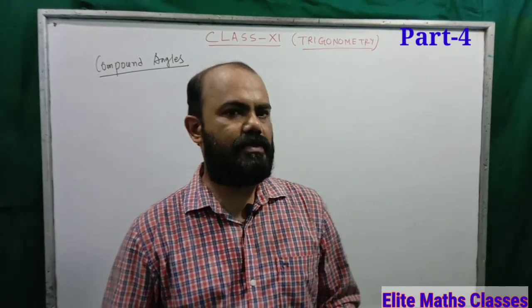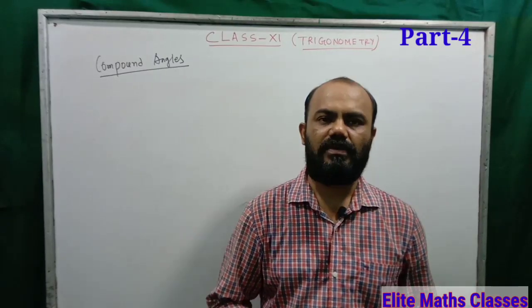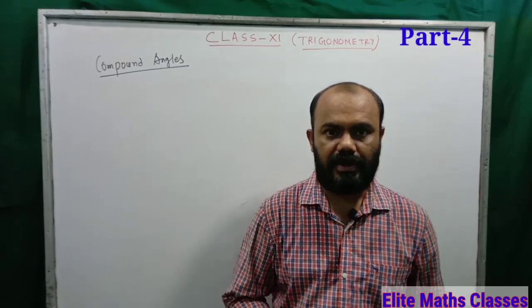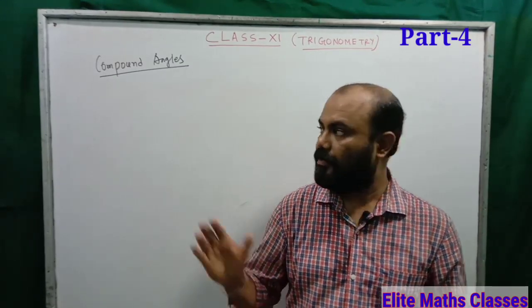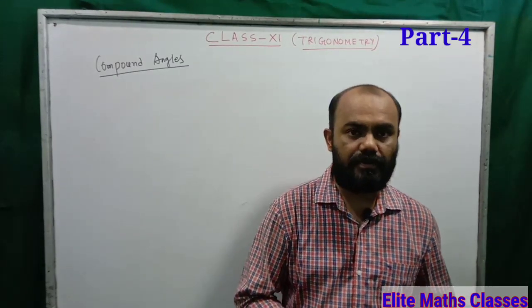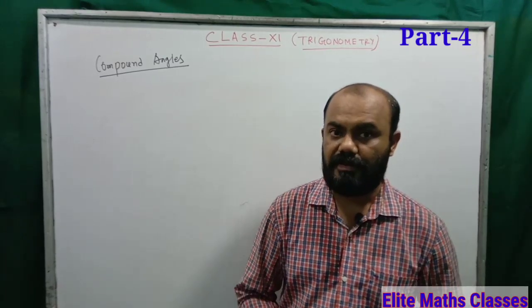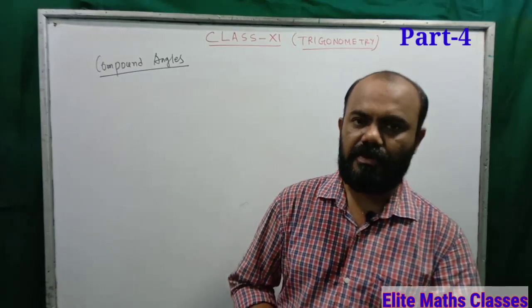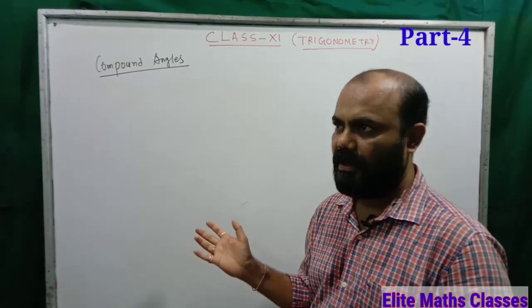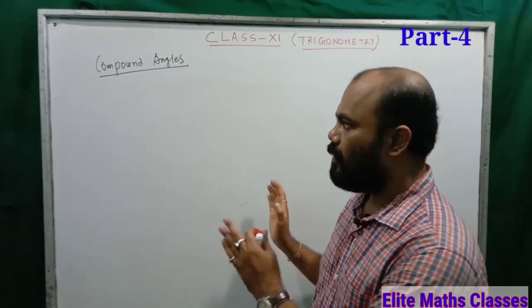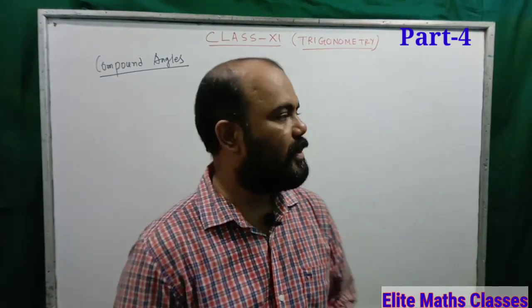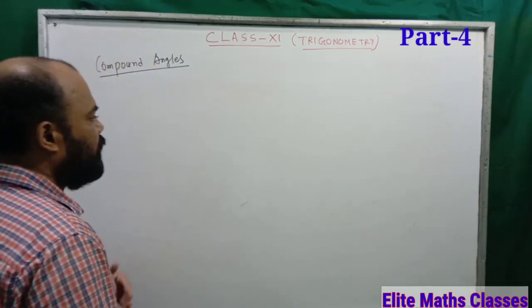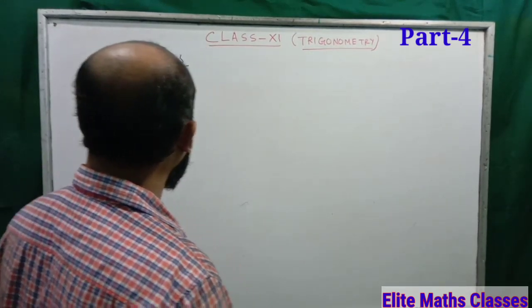In my previous videos I have discussed quadrant rules, what are allied angles, how to find the values of the trigonometrical ratios of large positive or negative angles, and what is the concept of negative angle. These are already discussed, and in the last video I have shown three examples to find the values of trigonometrical ratios of large angles, and I hope the remaining sums you can solve. Now let us proceed to the next chapter.